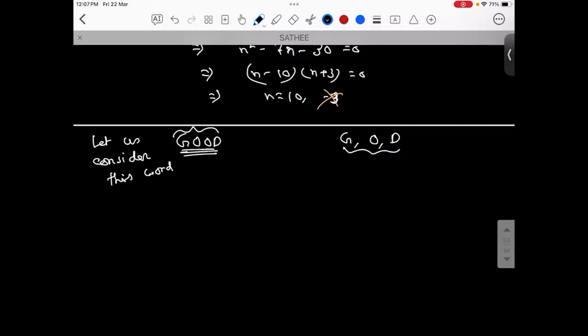So one can write O G O D or O G D O. This will also be considered, by the manipulation of letters from here. But from here you can't come here. From only these three letters, you can't come here. So I hope you understand why I am considering the number of letters in this case as 4. Here the number of letters will be 4.